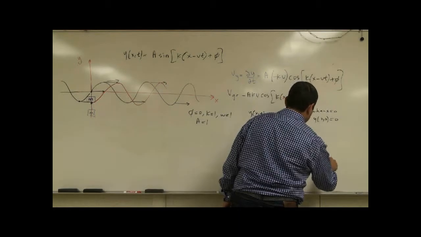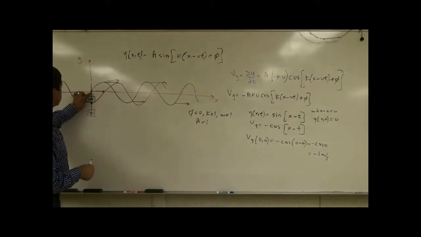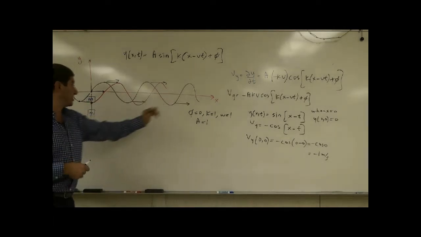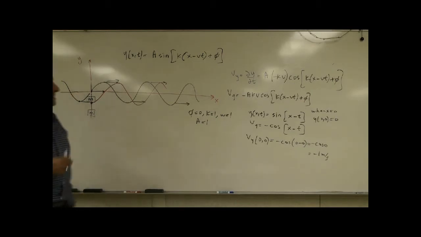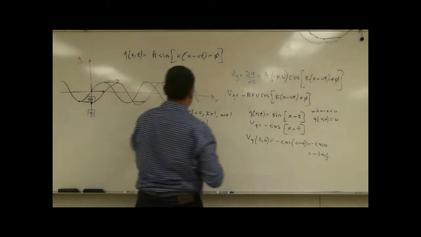Negative 1 meter per second. That means initially, right away, when you hang this thing, it's already moving down. And that's what I just said earlier, just by logically deducing, right? Because the wave is moving this way, it's going to start moving down right away. What's going to happen at t equals pi over 2 seconds?